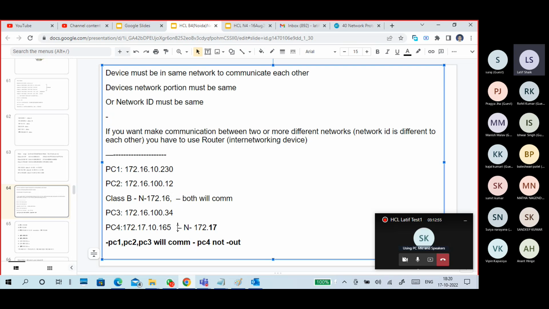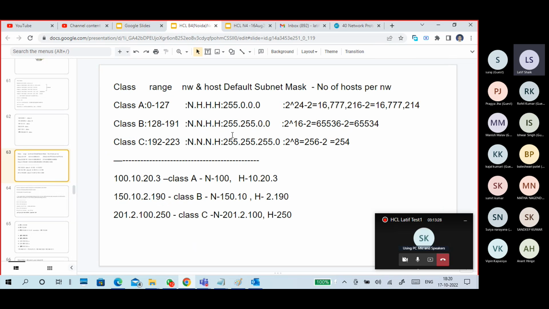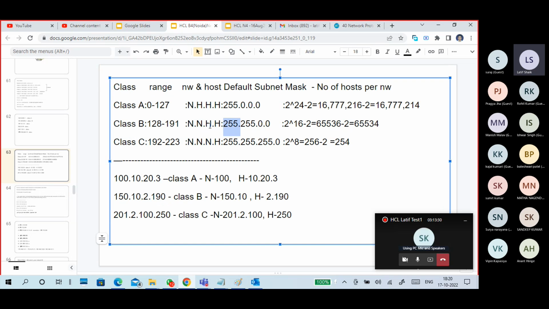PC3 and PC4 IP addresses, you can see the first portion is the same, but here it is different. And PC1, PC2, PC3, the first and second portions are the same. The third portion is different, no problem, these three will communicate with each other. It does not communicate with PC4 because it's a different network. The first portion is the same, but the second portion is changed. So check it: class B, the first two are network portions, the remaining is host portions.